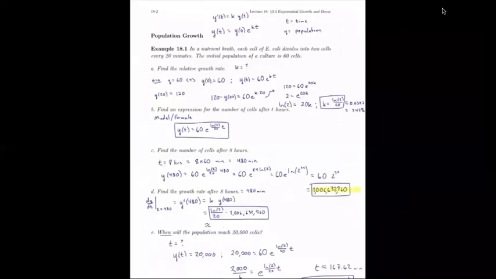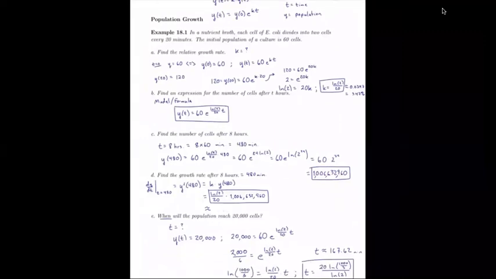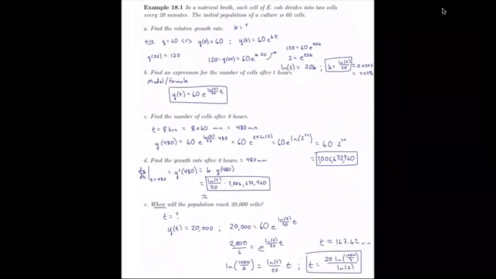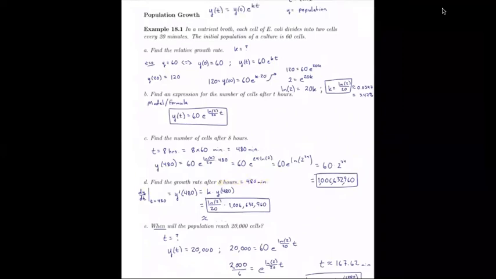Okay, so in exponential growth indeed, right? So find the growth rate after 8 hours. Now let's keep this in mind. They're not asking for the relative growth rate, they're asking for the growth rate. The growth rate is dy/dt. Right? It's the actual rate of growth, the change of the y variable with respect to time at a given instant. And this is at the 8-hour mark, or the 480-minute mark.